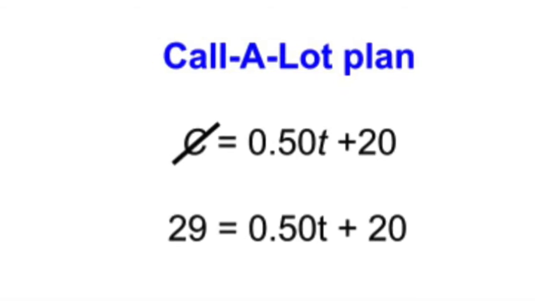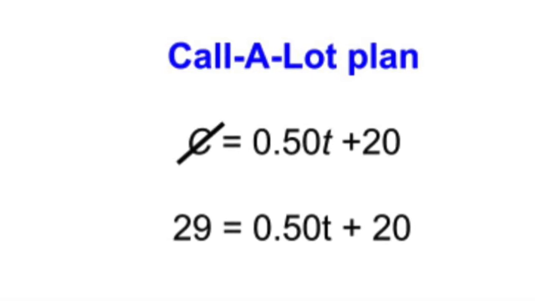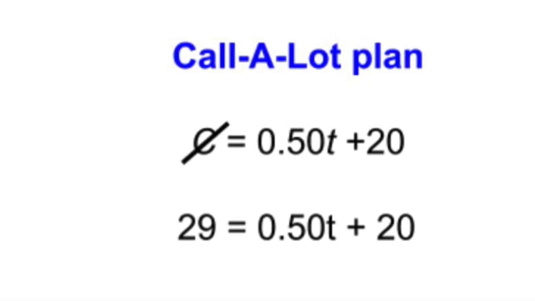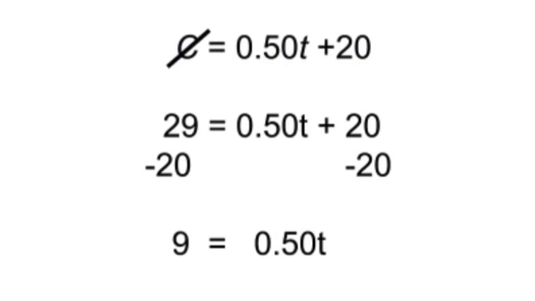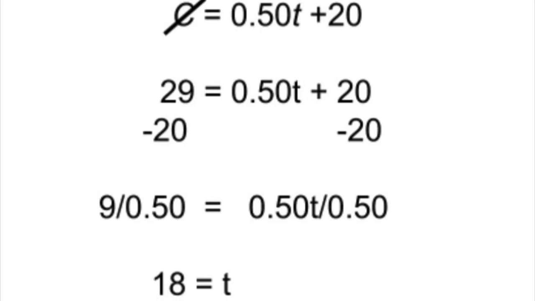I'm going to have to balance the equation, and the first step is I'm going to have to get rid of that 20. So it's plus 20. I'm going to subtract 20 on both sides. And when I do that, I get 9 is equal to 0.50T. We're almost there, but we have to get the T all by itself. So I'm going to have to divide both sides by 0.50. And when I do that, I get T is equal to 18. So that means at 18 minutes, the cost is $29.